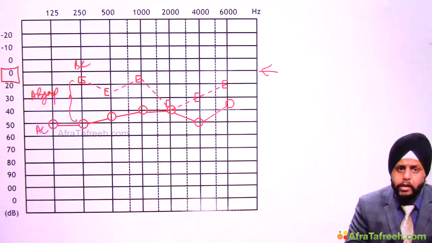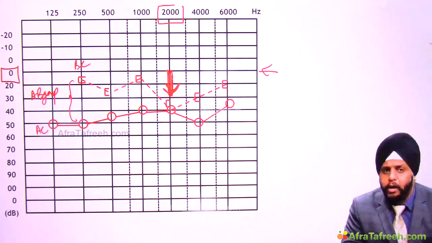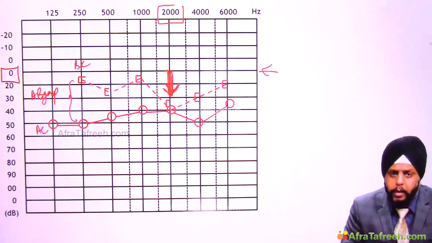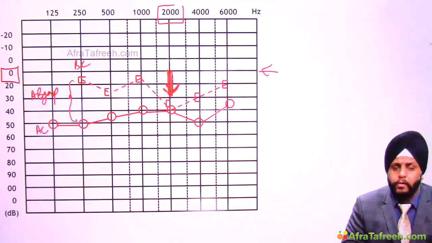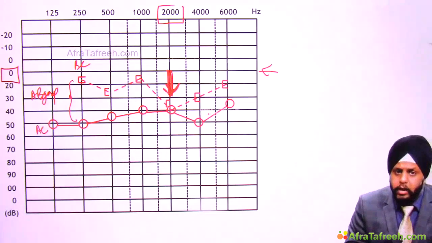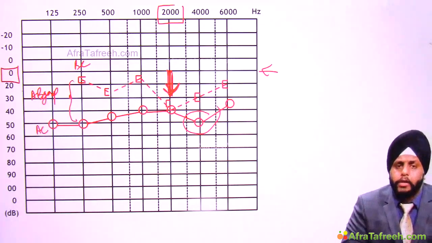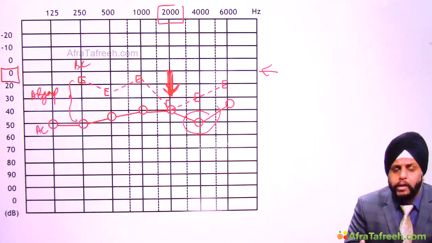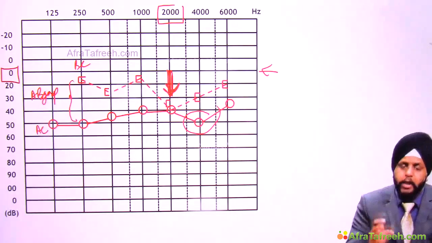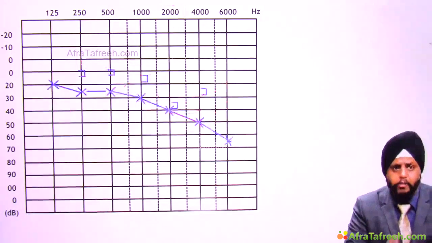What else can you see? You see that in the bone conduction, there is a dip at 2000 hertz. So when we have joined the bone conduction, we can see that there is a dip at 2000 hertz of bone conduction. We call it Carhart's notch. This dip which is seen in air conduction at 4000 hertz, I told you this is insignificant. So that was the right side. Let's look at the left side.